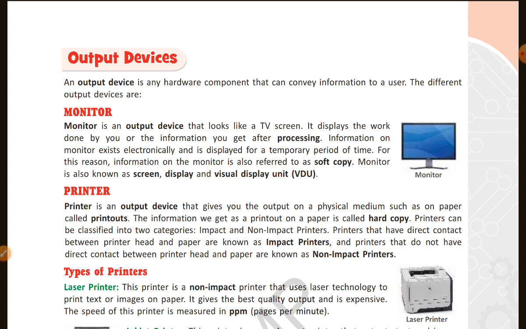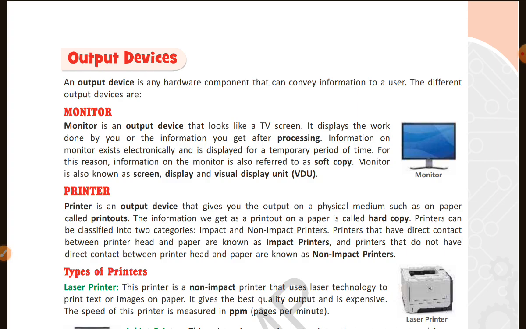Now let's see the output devices. An output device is any hardware component that can convey information to a user. The different output devices are monitor. Monitor is an output device that looks like a TV screen. It displays the work done by you or the information you get after processing.